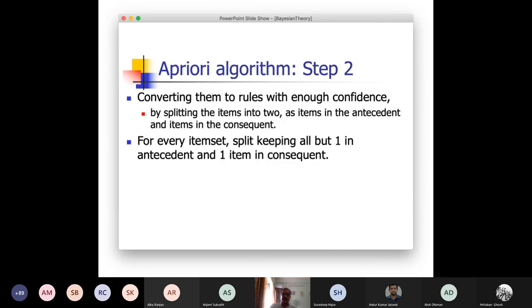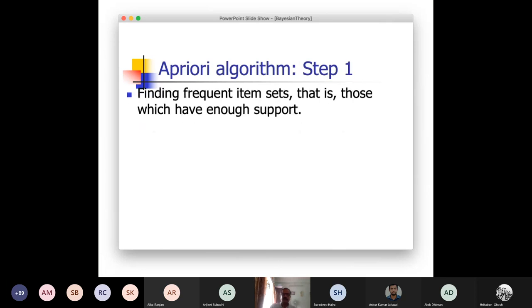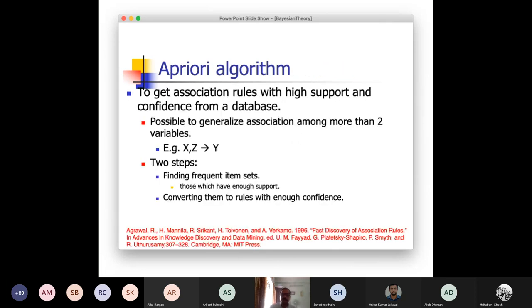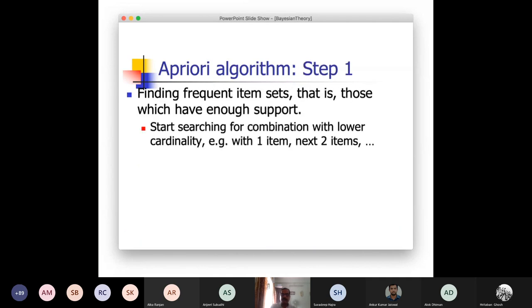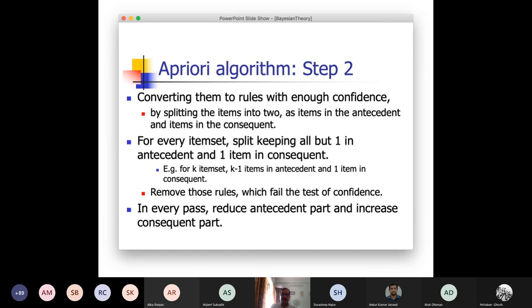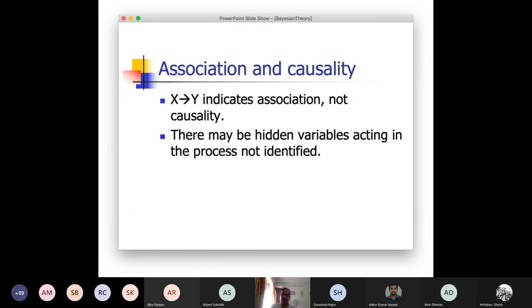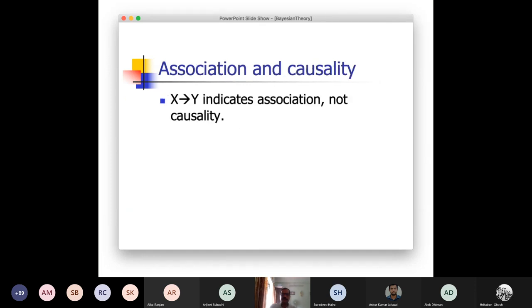I think this algorithm, yeah. So you can get the details of this algorithm in this reference. It was proposed in 1996. You can also read Alpaydin's book where this is discussed.